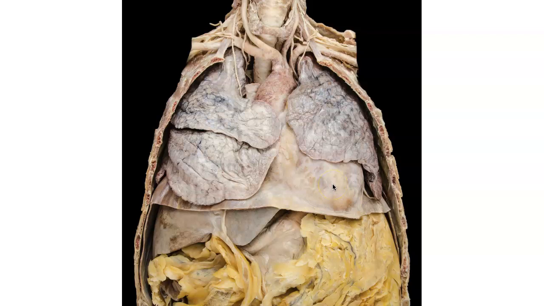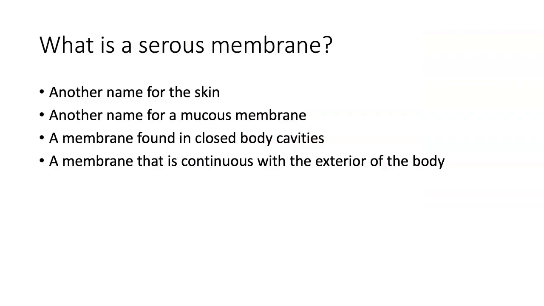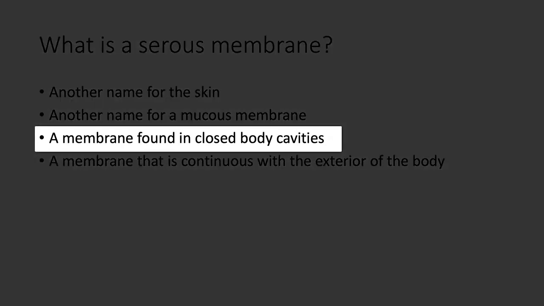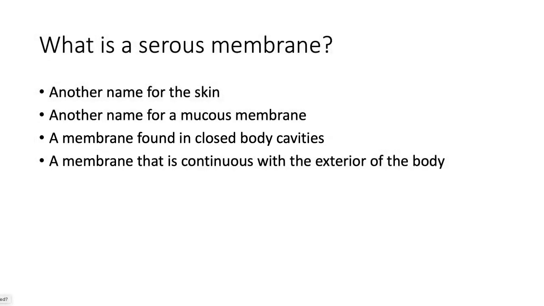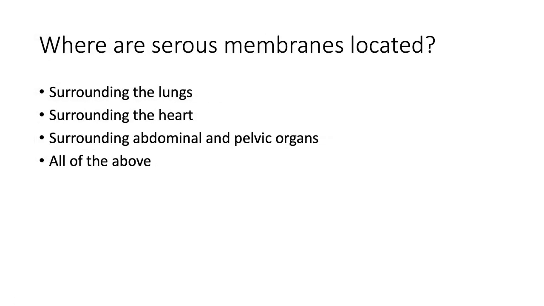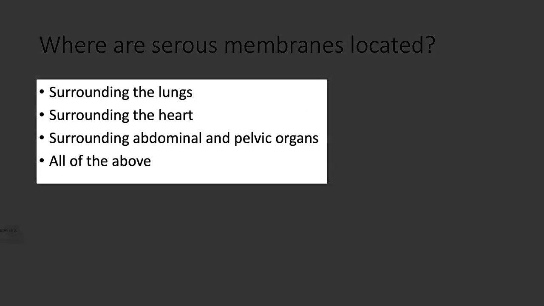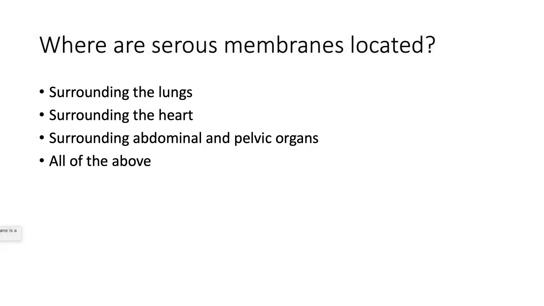Before we talk about the wall of the heart or the pericardial sac, let's review what we know about serous membranes. Do you remember what a serous membrane is? It's a membrane that's found in closed body cavities. Given that, do you remember where we can find serous membranes in the body? There are 3 locations where serous membranes are found: surrounding the lungs, surrounding the heart, and surrounding the abdominal and pelvic organs. So here we are talking about the surrounding of the heart, which is why I'm trying to recall what I know about serous membranes.